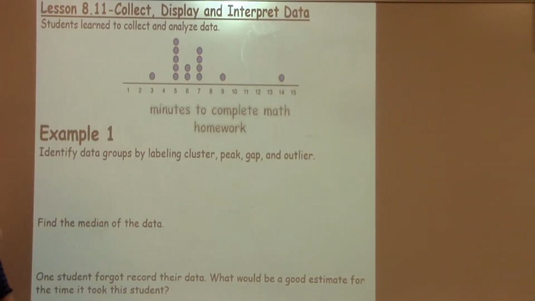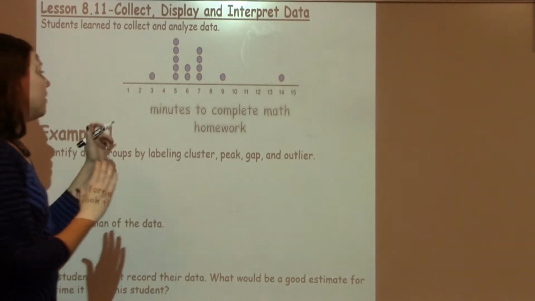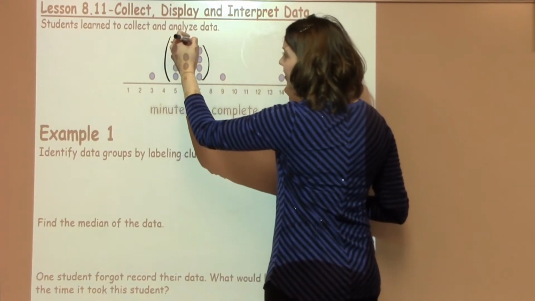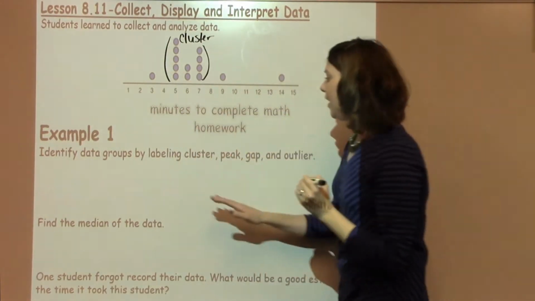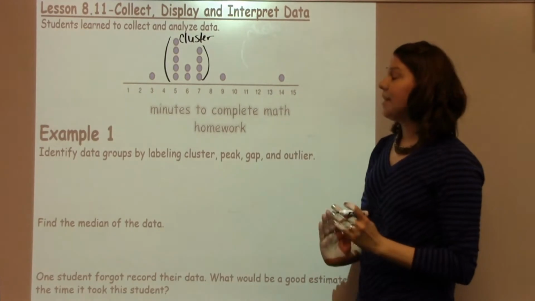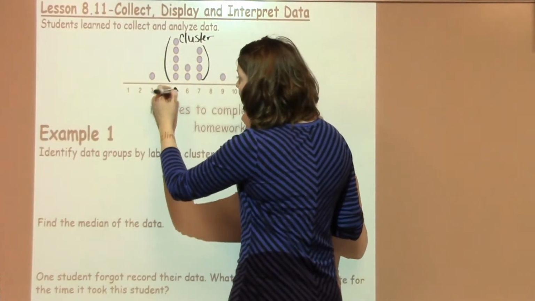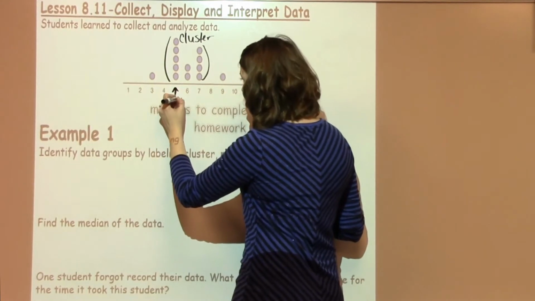So the very first thing I'm going to look for is whether there is a cluster. Remember, a cluster is a group of data. So right here I see that I've got my cluster. Now looking for a peak, remember the peak is going to be the highest amount of data, so I can see that 5 is going to be my peak.